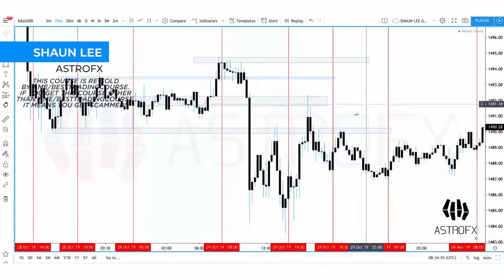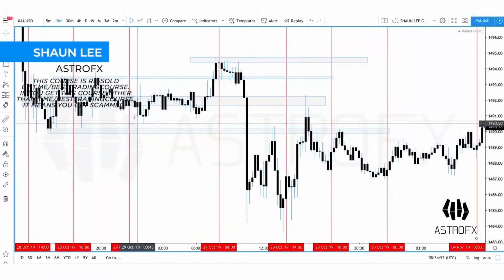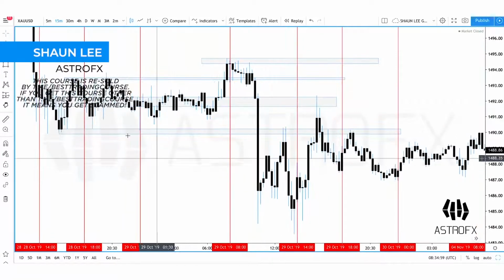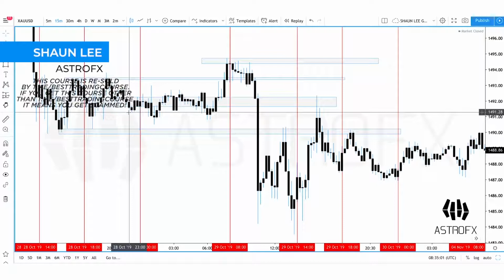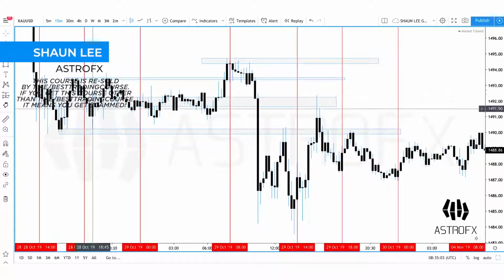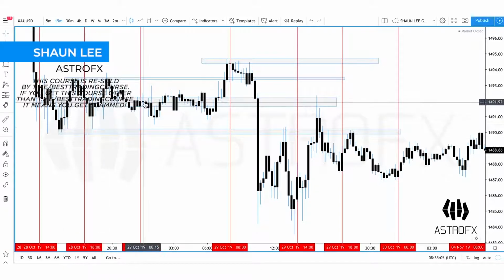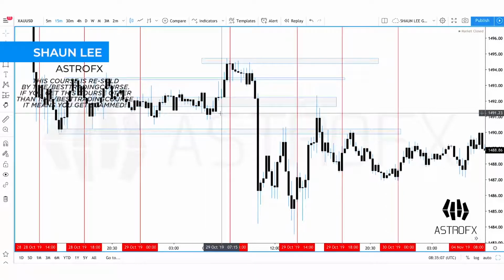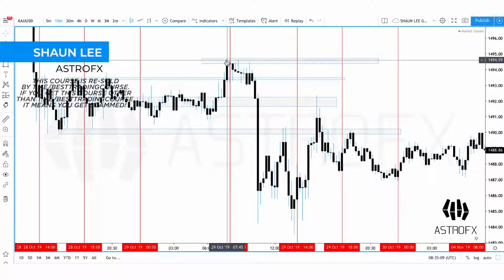So Asia consolidates, US consolidates. We have the consolidation phase between 6 and 12. Asia consolidates. Asia does a false breakout high.